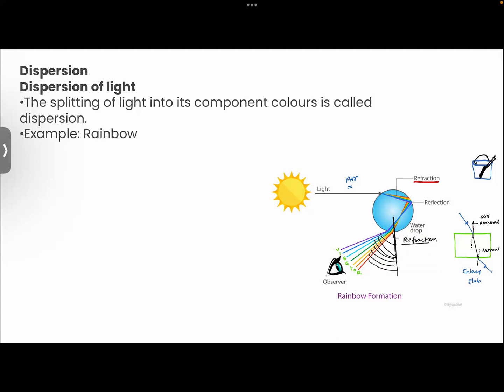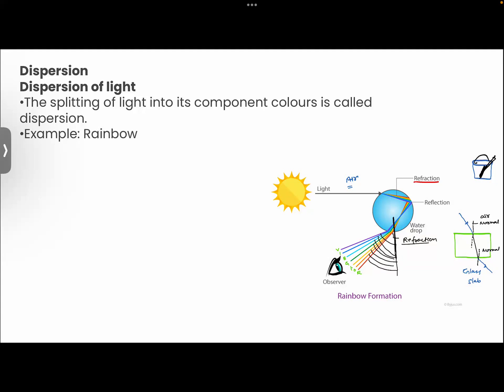Here you can see reflection is happening how many times in this one? Two times. Once when the light is entering and the second time when it is exiting the raindrop.